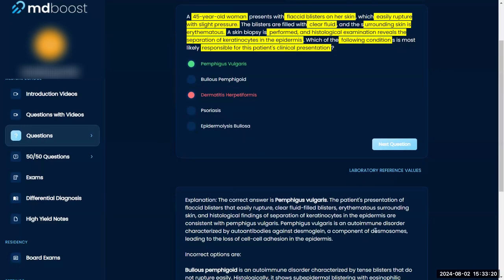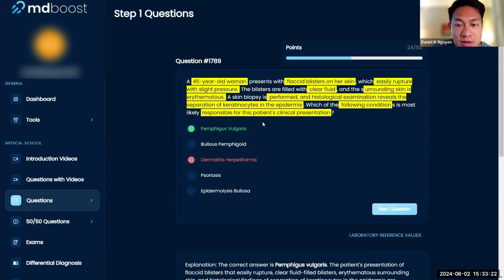The desmosomes are the connections between the keratinocytes in the epidermis, and so it separates. On top of that, the flaccidness is going to be pemphigus vulgaris. Bullous pemphigoid doesn't have flaccid blisters, and these are the hemidesmosomes, which connect the epidermis to the basal layer, the basement membrane. So that disconnection is going to be the hemidesmosomes.